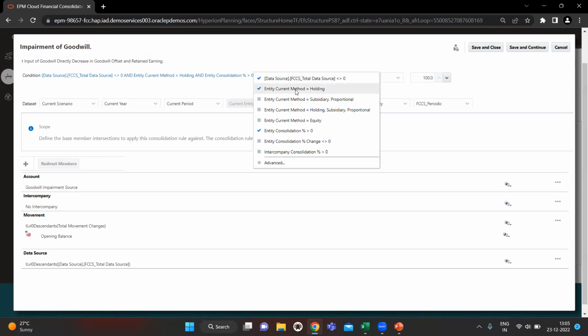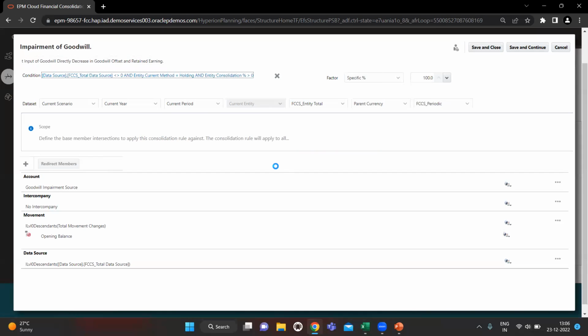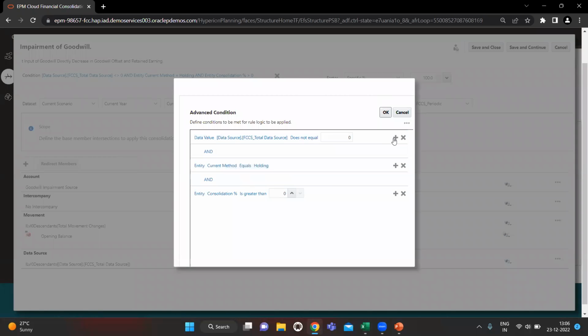And when the current method is holding, and when the entity consolidation percentage is greater than 0. And if you want to make some other rules and customize rules, you can go to advanced, and with this plus icon you can create any custom or requirement rule. Okay, so I already made that condition, so I will cancel it.